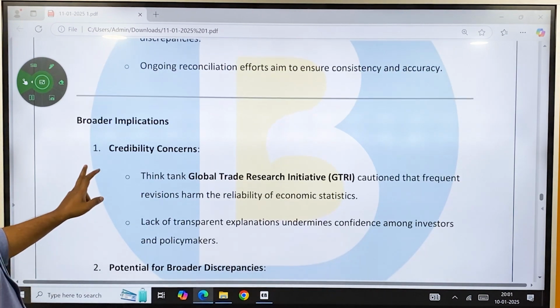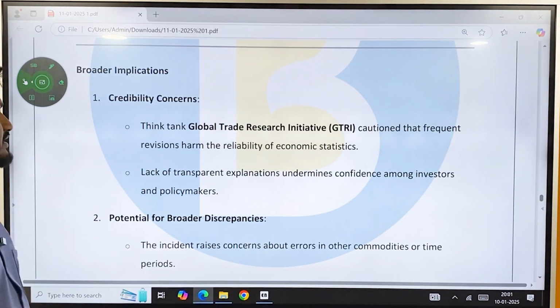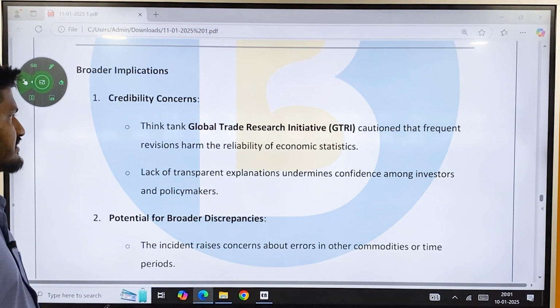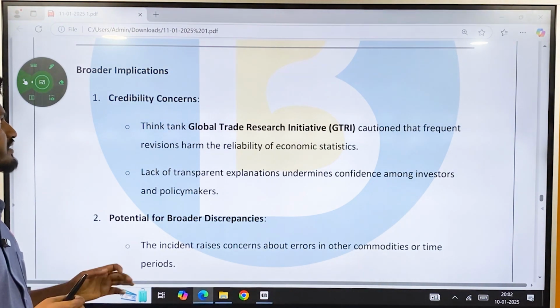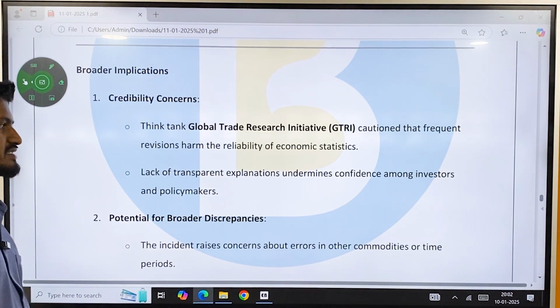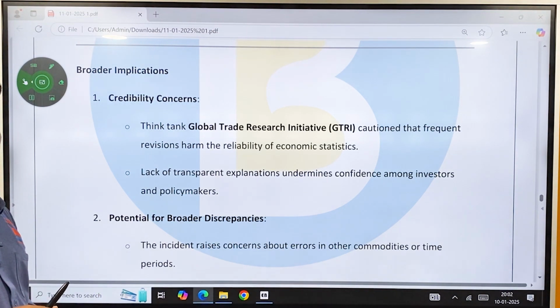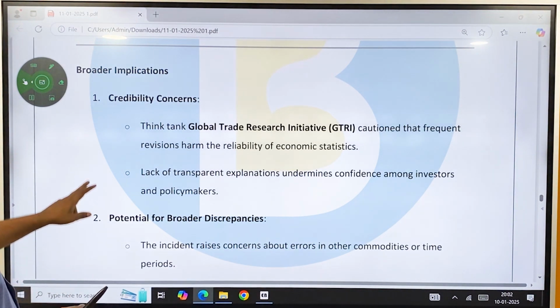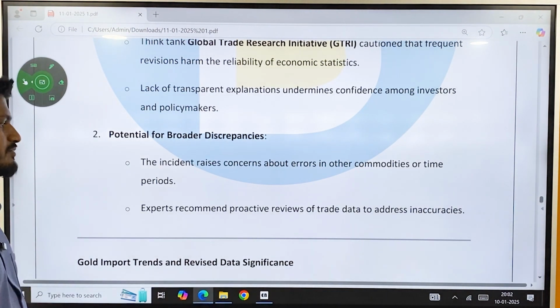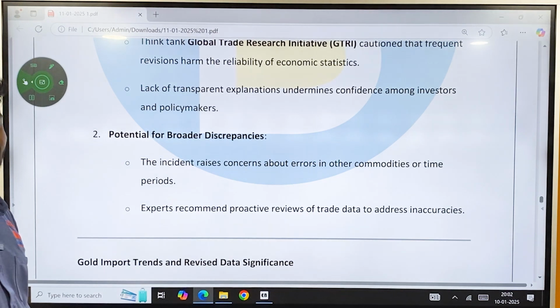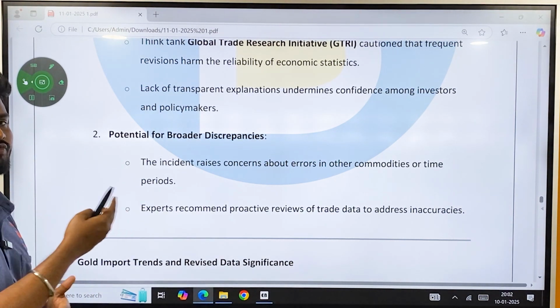So the broader implications are that it has raised credibility concerns. The think tank Global Trade Research Initiative cautioned that frequent revisions harm the reliability of economic statistics. You shouldn't revise economic statistics because it is going to harm credibility and reduce the trust of policymakers. It is going to reduce the trust of investors in a particular country. And there is also potential for broader incidents. That is, experts recommend proactive reviews of trade data to address inaccuracies which might have happened before or which might happen in the future.